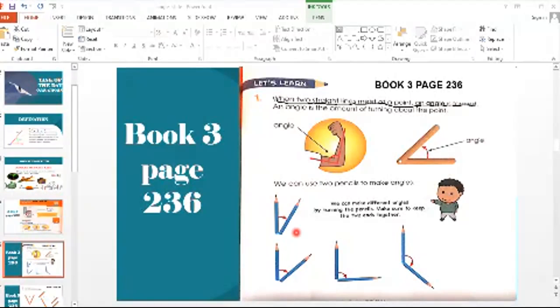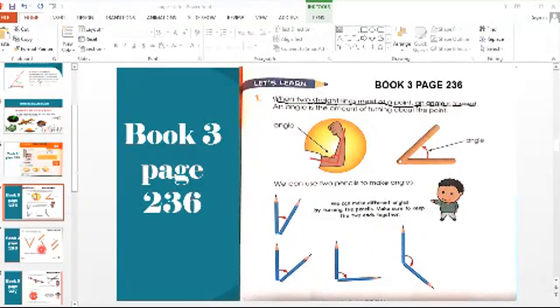In this given picture, this is the largest one. You can make different angles by turning the pencil, but make sure to keep the ends together. As I told you, make sure the pencil's ending points meet, otherwise there will be no angle. How? Let me show you an example.